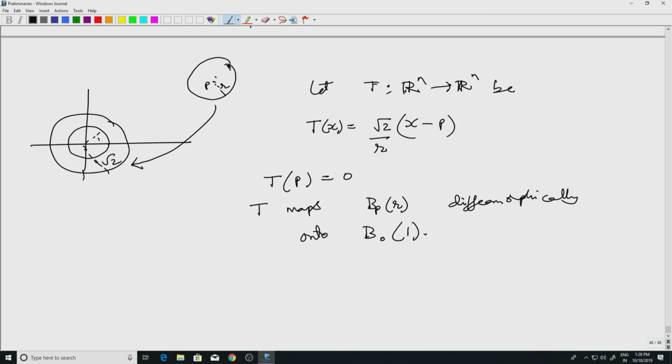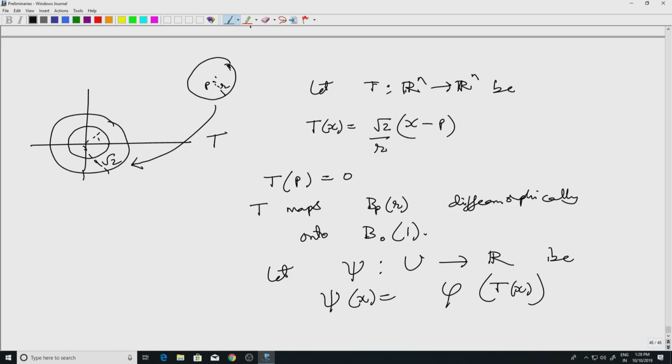And let C from U to R be C of x is phi of T of x. So, I use this map T, if I start with some x here, I will use T to come here and then compose with my map phi. So, what this accomplishes is that I will get a C infinity function with support of C.